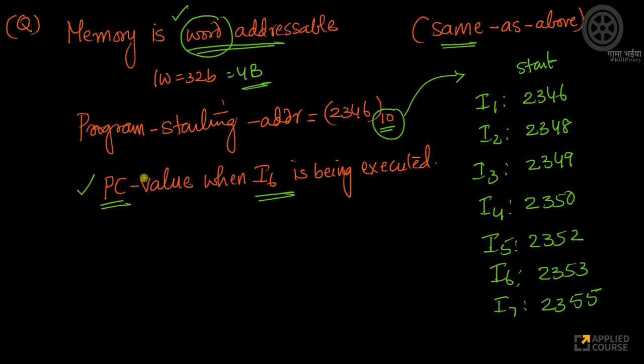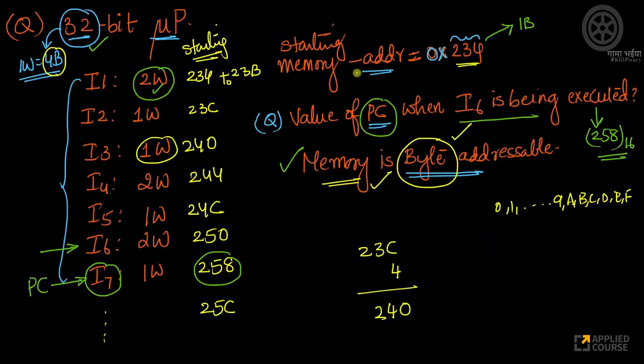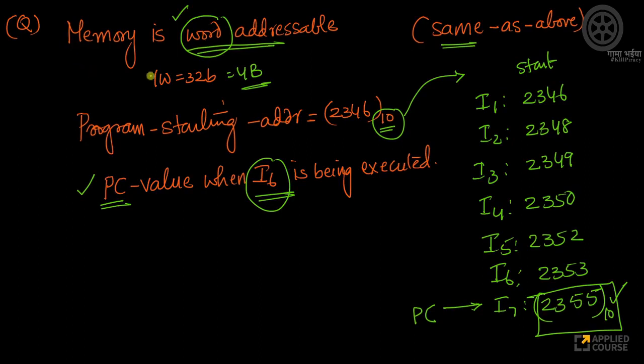So what is the question? What is the PC value, program counter value, when I6 is being executed? When I6 is being executed, program counter points to I7. So the answer here is 2355 in base 10. That is important, right? Here I wanted to show you the difference between word addressability and byte addressability. In byte addressability, every address points to 1 byte. In word addressability, every address points to 1 word. Here in this case, 1 word is 4 bytes. Okay, that's the important distinction that I wanted to bring to your notice.